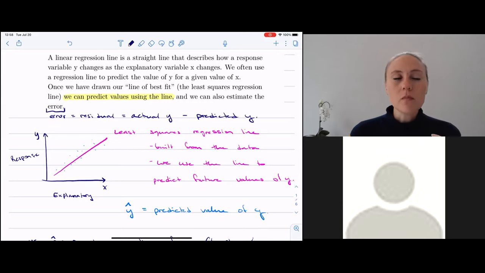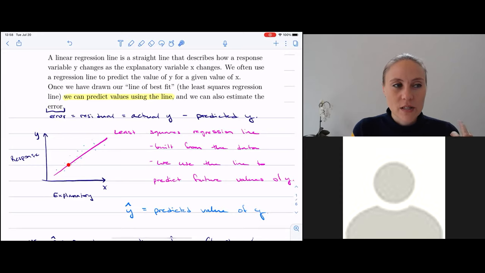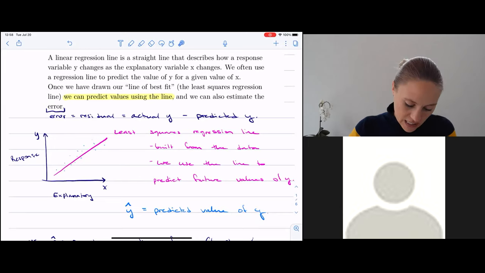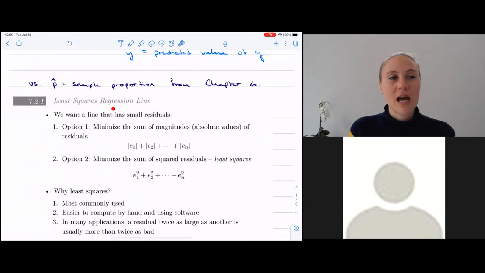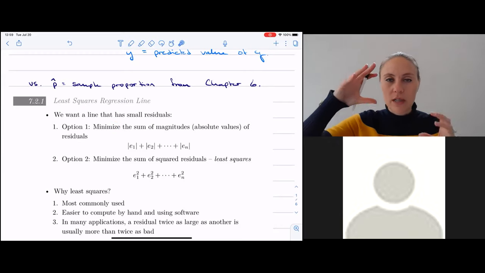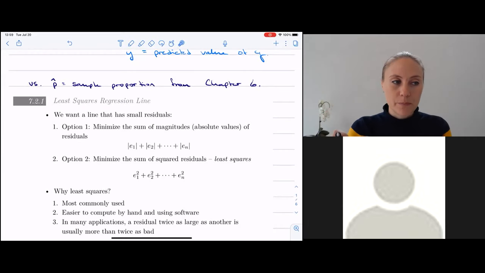So what we're going to find is that each point in our data set has an actual value of y at that value of x, but we could also calculate the predicted value of y at that value of x, right? And so that's what we talked about at the end of last day. And from there, that's how the least squares regression line kind of evolved. We want a line that has small residuals, right? We want a line that is close to as many points as possible.